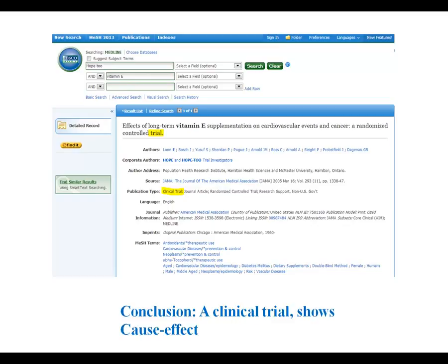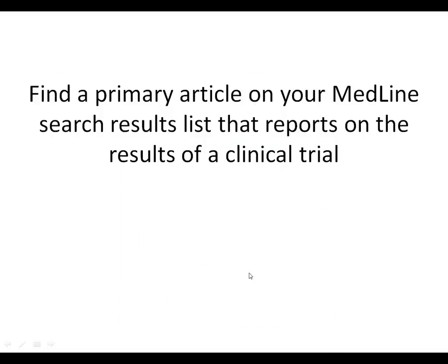So the conclusion is that this particular article is a clinical trial, and it shows cause and effect, not correlation. So I want you to now go to your results list and look through there and find an article that is a clinical trial. You may have to actually click on the title so that you can open up and read the abstract a little.